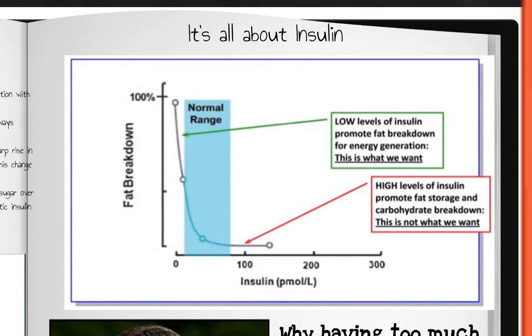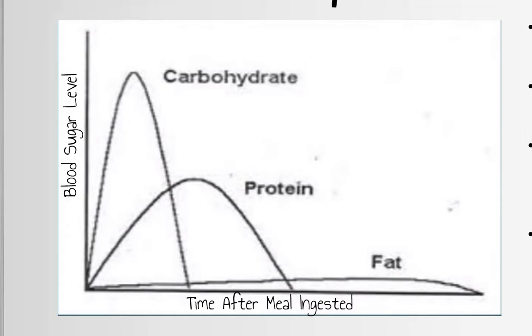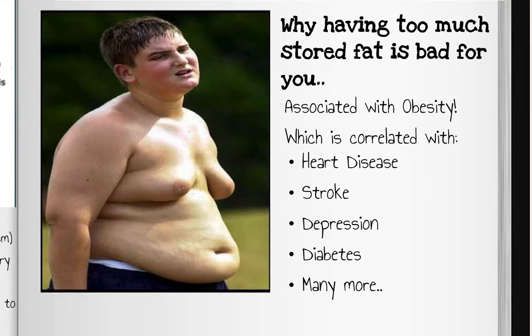So, if I show you again, it's all about insulin. Low levels of insulin promote fat breakdown for energy generation through things such as hormone sensitive lipase. This is what we want. High levels of insulin promote fat storage and carbohydrate breakdown. This is not what we want. Back to the diagram quickly to show you: a high level of carbohydrate requires a drastic insulin response. So why is having too much stored fat bad for you? It's associated with obesity, which is correlated to heart disease, stroke, depression, diabetes and many more.